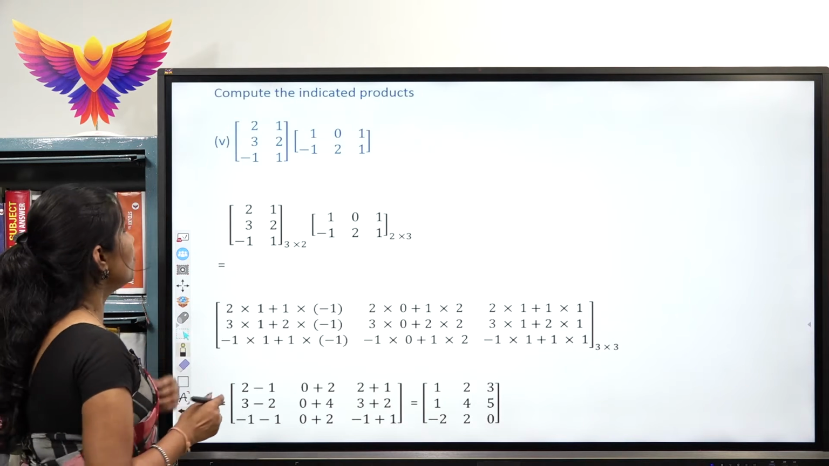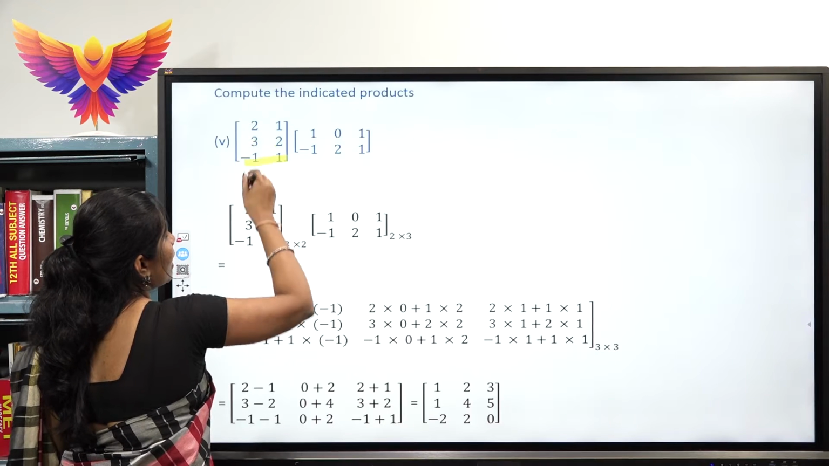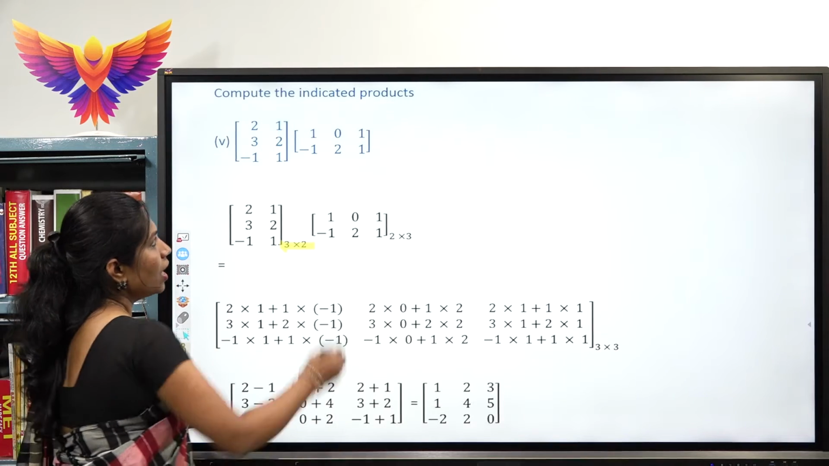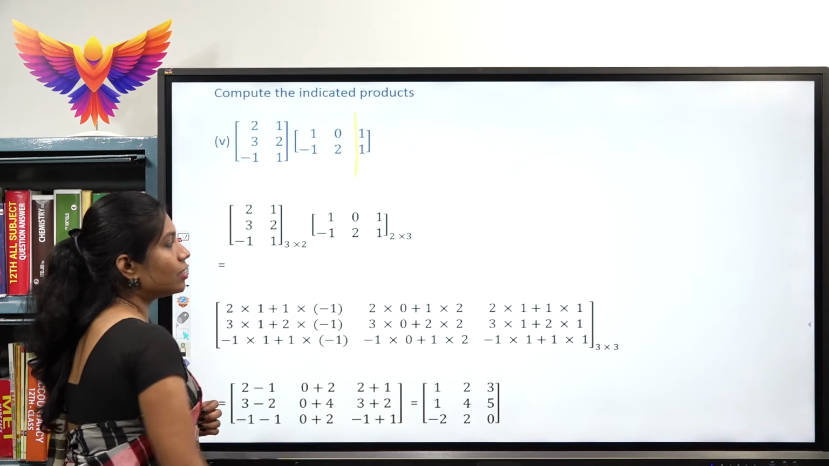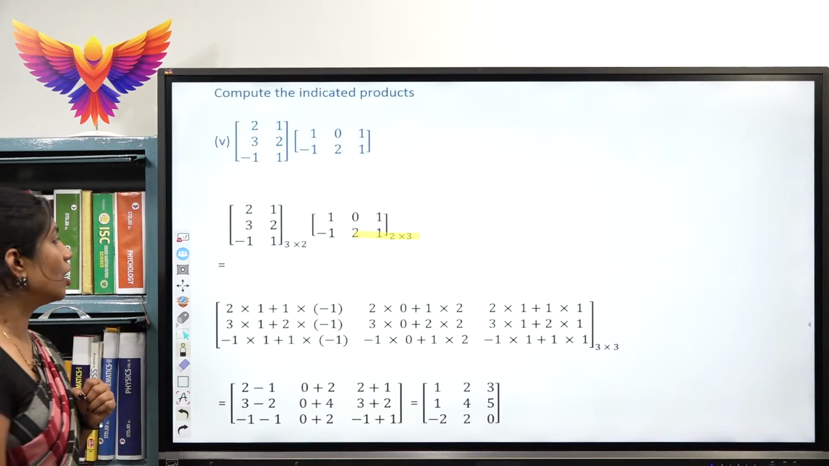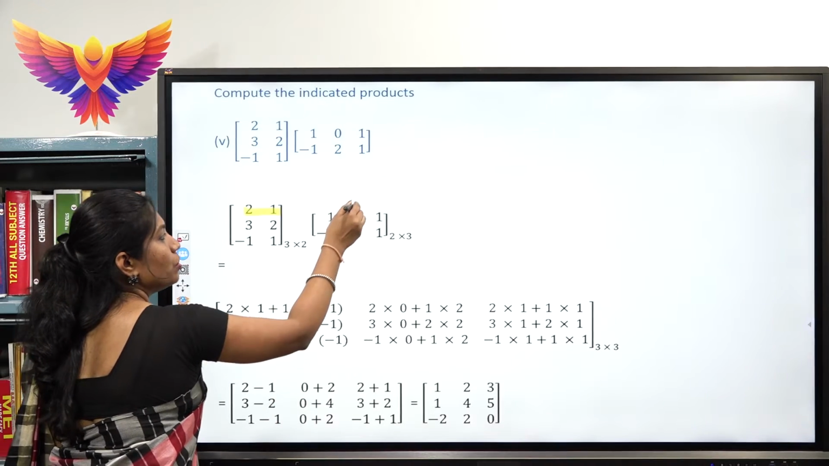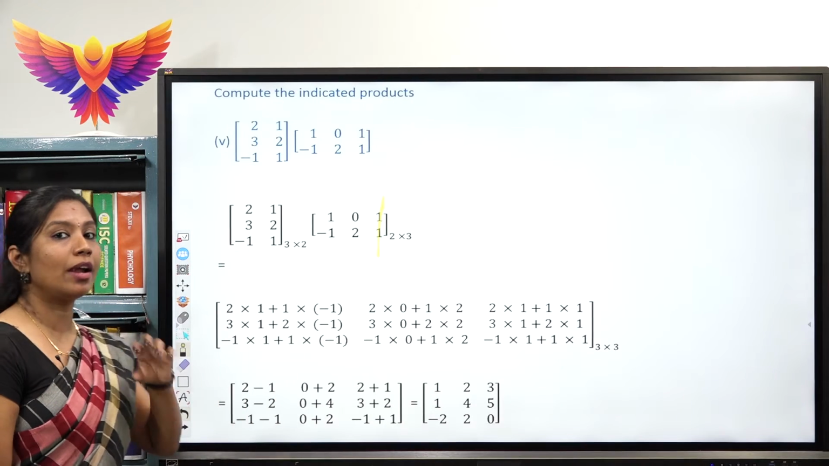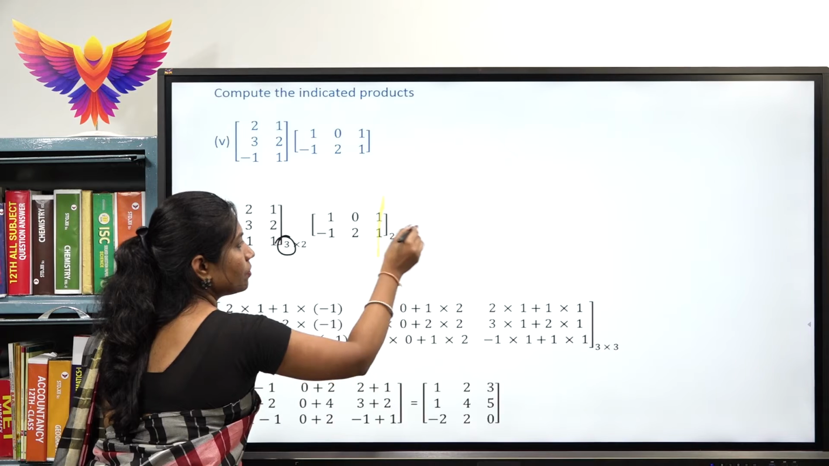So coming to the problem, I have 3 rows and 2 columns, so I have written it as 3 cross 2 here. The same way, I have 2 rows and 3 columns, so I can write it as a 2 cross 3 matrix now. Now, when I have to simplify, it is first row, first column, first row, second column, first row, third column. So what should the required matrix order be here? It is 3 cross 3.